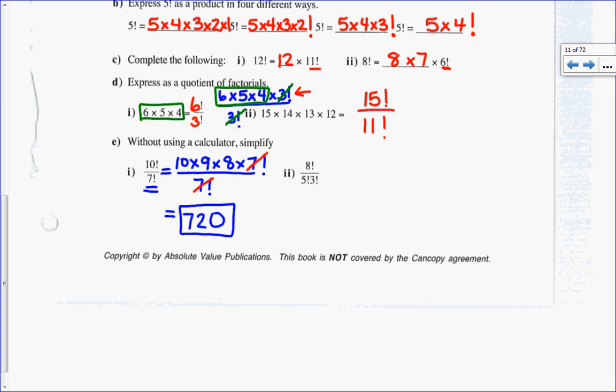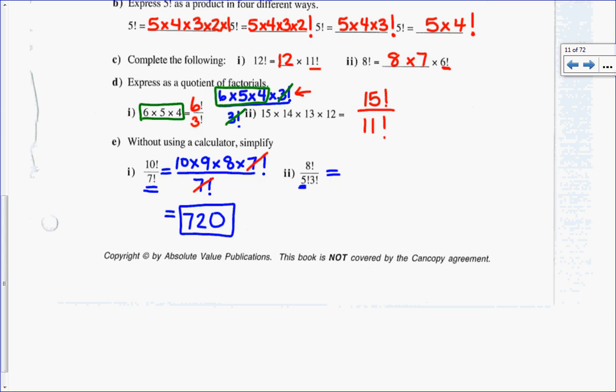All right, let's try this one. 8 factorial over 5 factorial, 3 factorial. Okay, well, 8 factorial, I'm going to keep expanding it until I get to 5 factorial. I could choose either one of these two denominators. I could expand it till it gets to 3 factorial, but it's going to be easier, since I can't use a calculator, to multiply 3 factorial times something than 5 factorial. So I'm going to go with my bigger one right now, because that'll cancel more out.